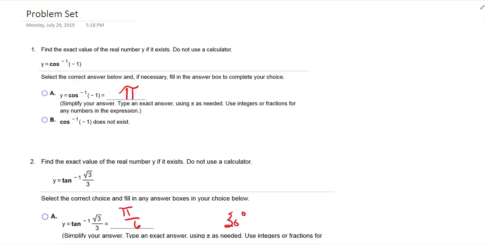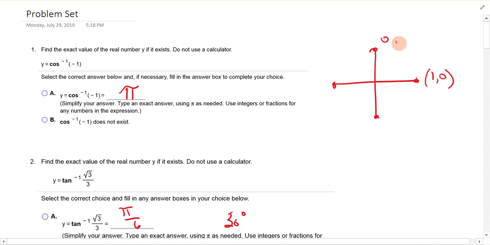And if you don't remember, you want to always just draw a unit circle like this. Everywhere is 1 unit. So this is at 1, 0, this is 0, 1, this is -1, 0, and this is 0, -1. Remember that on the unit circle, your coordinate pair is cosine, sine. So where is cosine -1? It's right here, and that would be at pi. It's 180 degrees or pi.